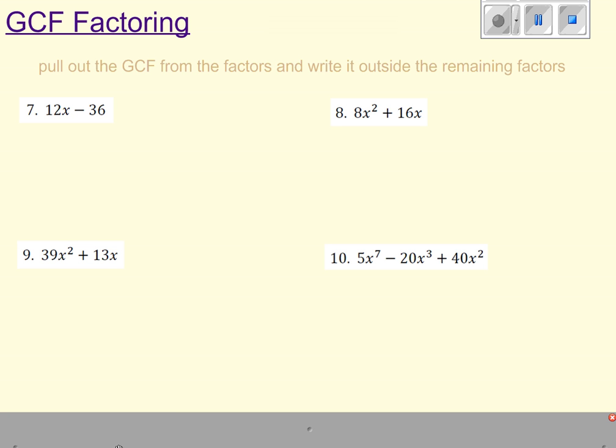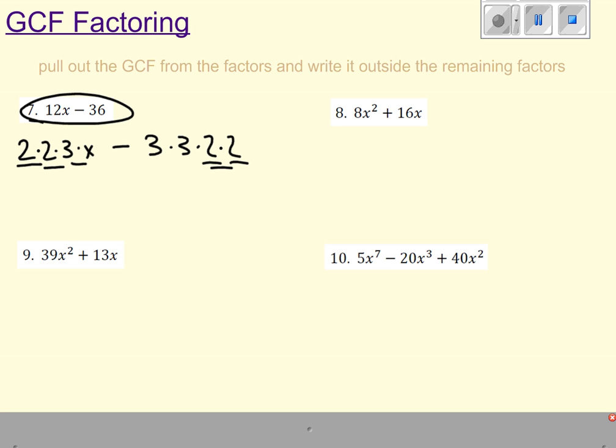All right, so 12x minus 36, well, if I really want to think about this, 12 would be 2 times 2 times 3 times x. 36 would be, let's see, that would be 9 and 4, so 3 times 3 times 2 times 2. You don't have to do this every single time, but it's not a bad habit to realize kind of what you're doing in the bigger sense. So what's the most in common? Well, you've got 2 2's here, 2 2's here, a 3 here, a 3 here. So what's in common is 2 times 2 times 3, which is going to be 12.